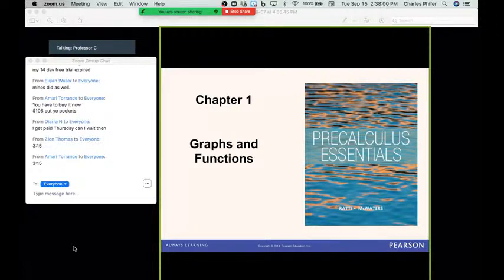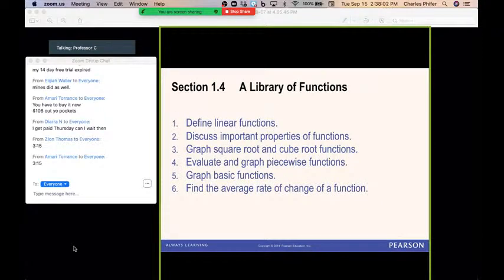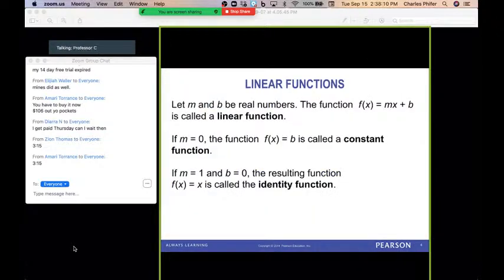Okay, so we're going to continue chapter 1 with section 1.4, a library of functions. We want to focus on this section for this week. If we can get through 30 slides today, that'll be a pretty good rhythm.